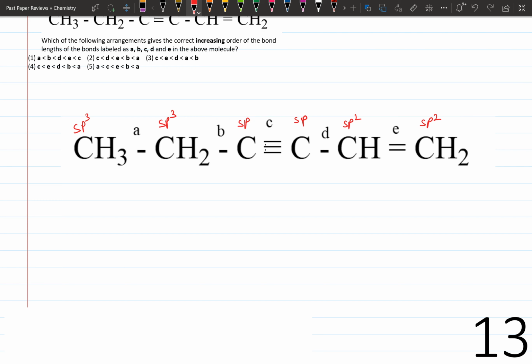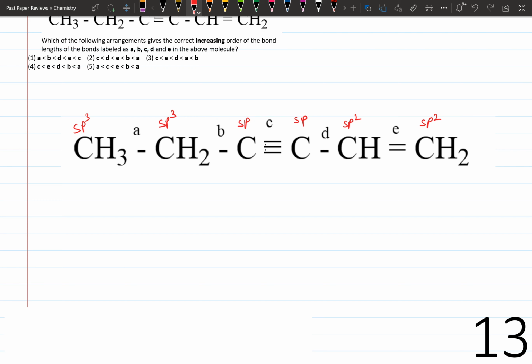Generally, single bonds are longer than double or triple bonds. The higher the s character of a hybrid orbital, the shorter the bond. In sp3, the s character is 25%, in sp2 it's 33%, and in sp it is 50%. Therefore, sp will form the shortest bond.